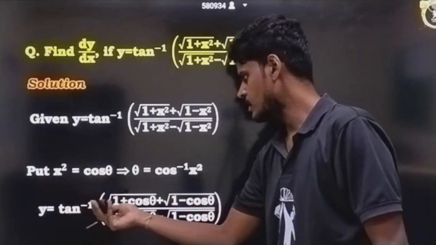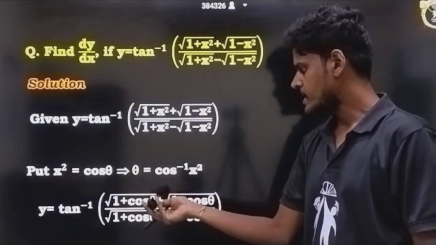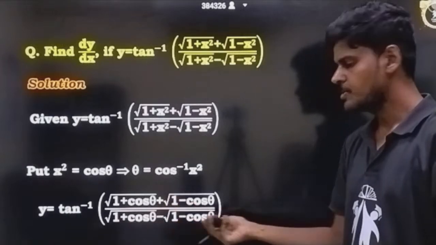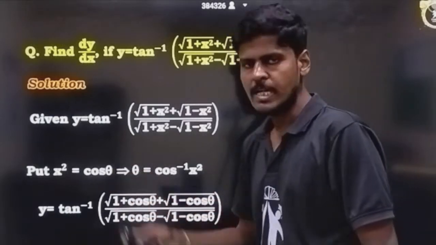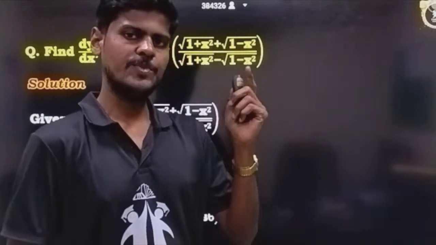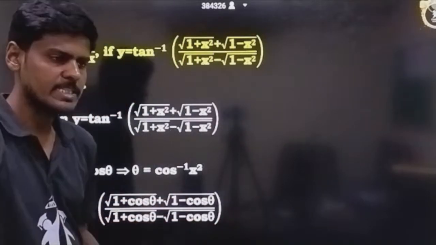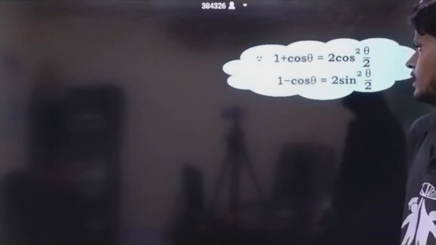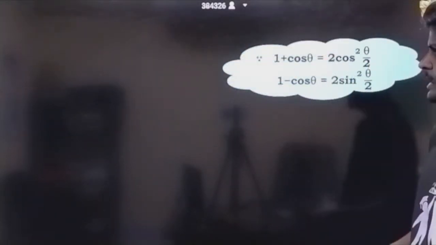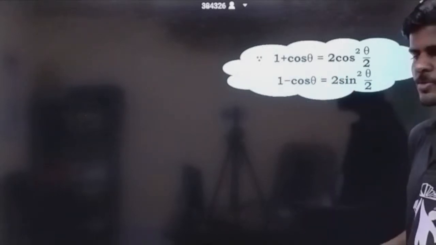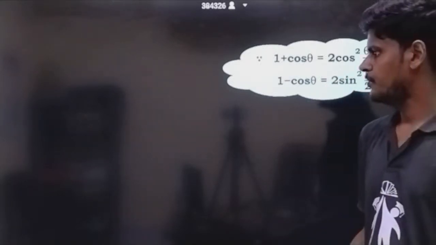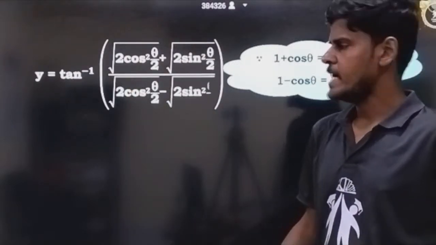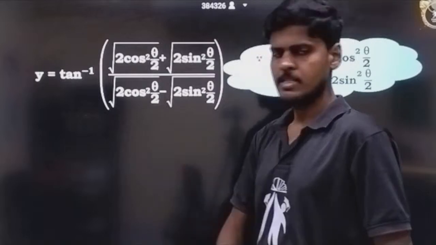So again y becomes tan inverse of root of 1 plus cos theta plus root 1 minus cos theta, divided by root 1 plus cos theta minus root 1 minus cos theta. What is 1 plus cos theta? 2 cos square theta by 2. 1 minus cos theta is 2 sin square theta by 2. Substitute those values. 1 plus cos theta is 2 cos square theta by 2. 1 minus cos theta is 2 sin square theta by 2. So y is equal to tan inverse of this term.